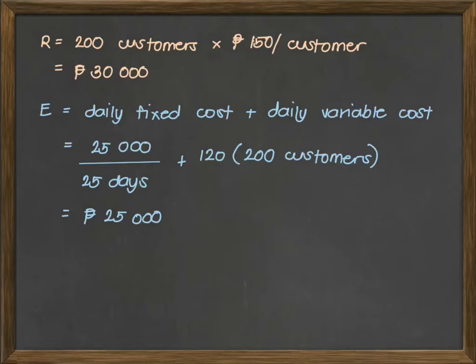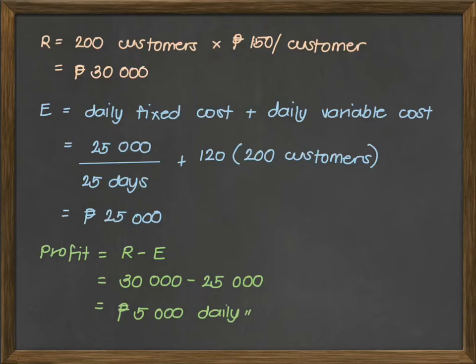Just from here, we can already see that this setup is currently profitable because our revenues are greater than our expenses on a daily basis. Profit is again revenues minus expense. That's 30,000 minus 25,000, which will give us a daily profit of 5,000 pesos. Now, just to get the actual number, how many customers should they serve on a daily basis to make a profit?